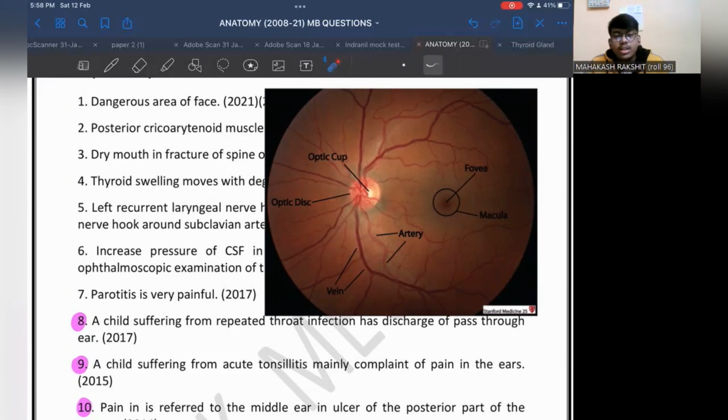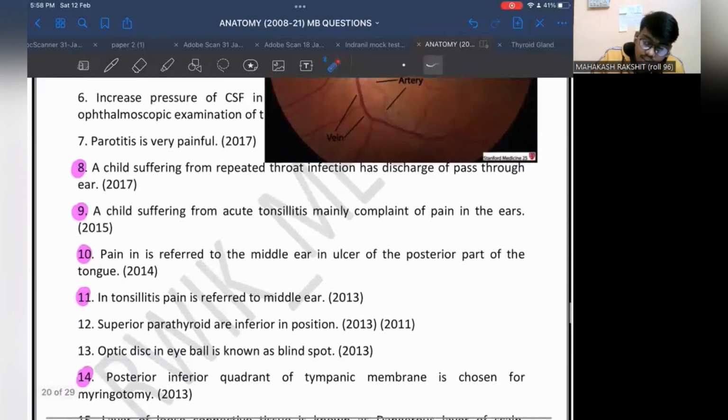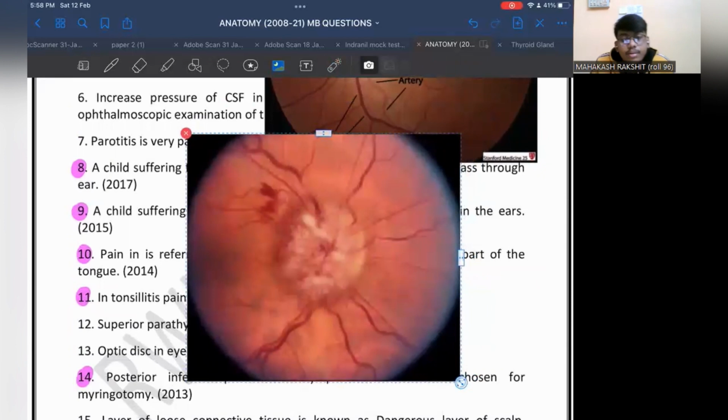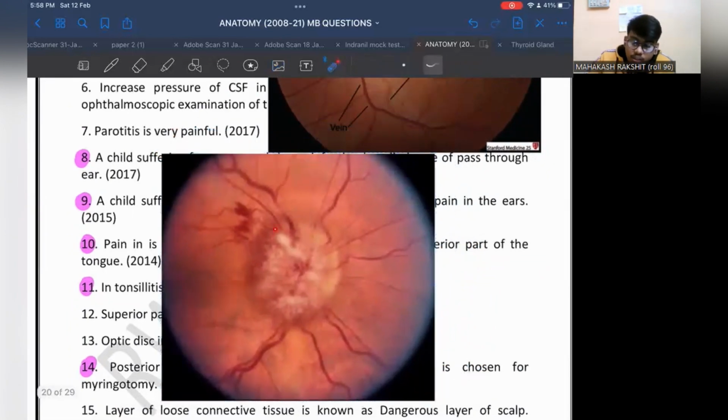If there is increased CSF pressure, what happens? Let me show you. This happens like this. There is no clear-cut margin. You cannot see the clear-cut margin, and the structure of the cup, the optic cup, is no more there. Why is this happening?